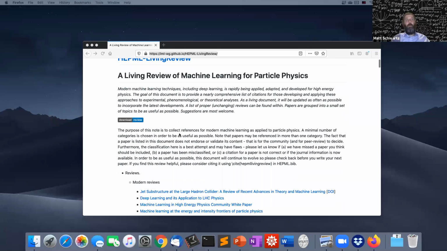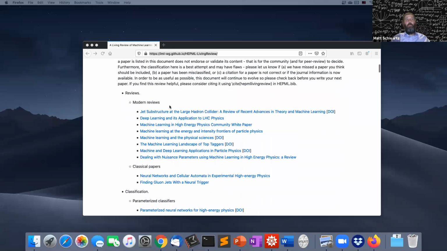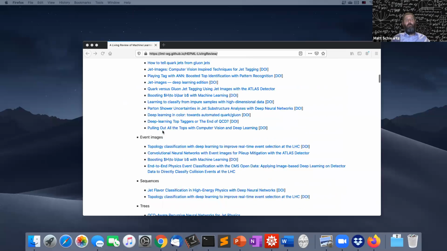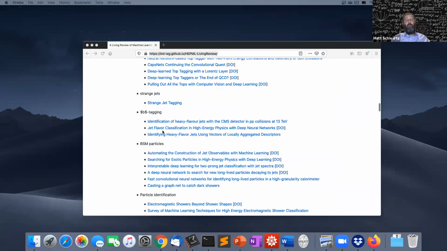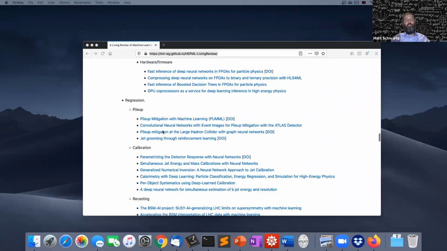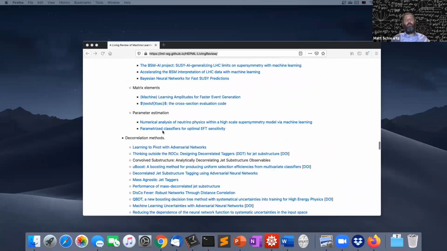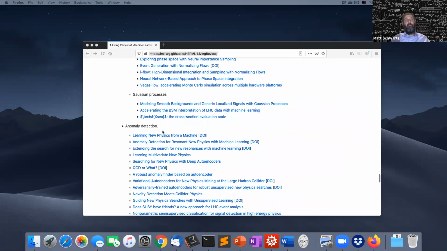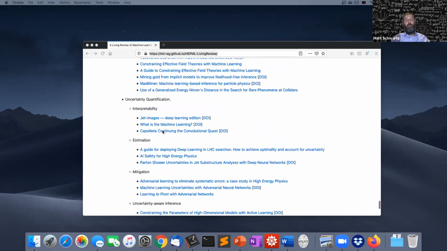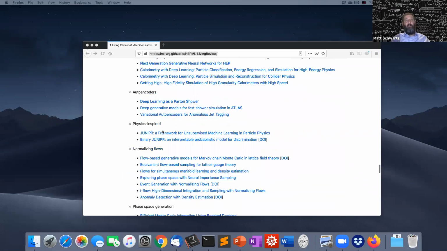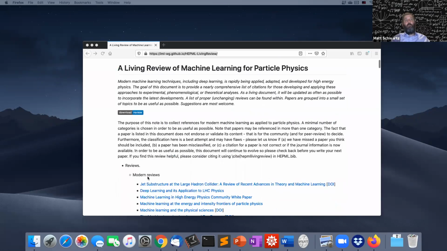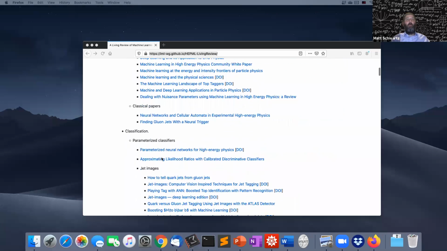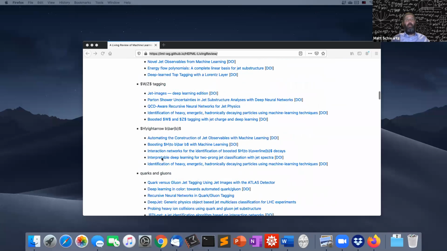So there's this website, Living Review, which has some reviews you can learn from, but also a list of pretty much every paper in machine learning and particle physics. If you're interested in a certain area, you can get at the relevant work. I think this is great because it keeps getting updated. The field is growing so fast that these reviews are pretty useless because they're out of date before they're written. So this is a better way to get access to the information.